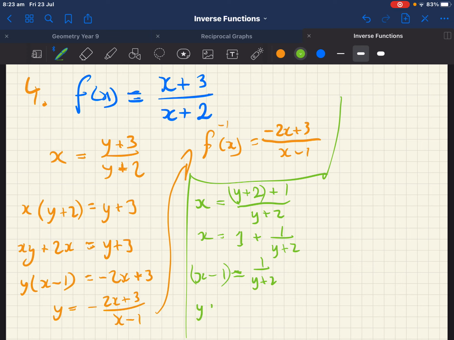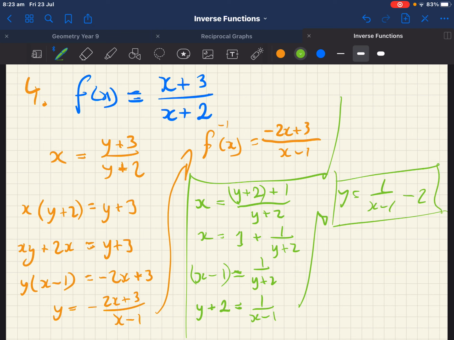But rearranging, I'm going to flip both sides now. And then bring this up here. Y will end up being 1 over x minus 1, take away 2. This certainly would be much easier to sketch. Well, this would be our inverse function.